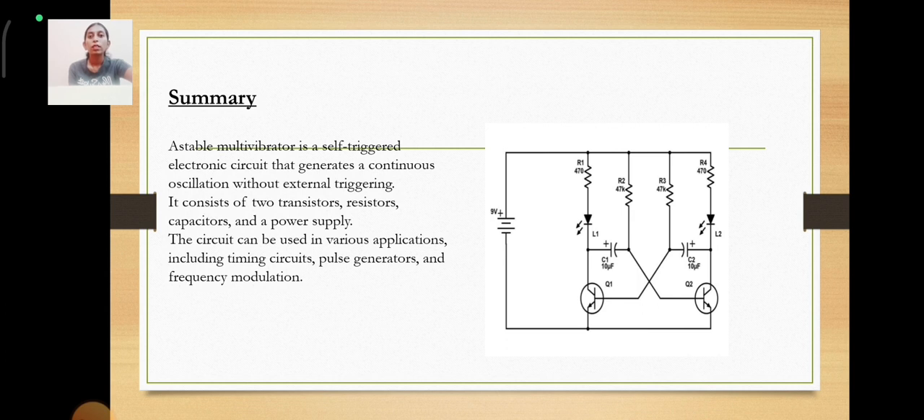Summary. Astable multivibrator is a self-triggered electronic circuit that generates a continuous oscillation without external triggering. It consists of two transistors, resistors, capacitors, and a power supply. The circuit can be used in various applications including timing circuits, pulse generators, and frequency modulation.